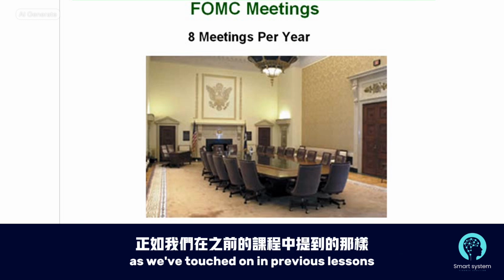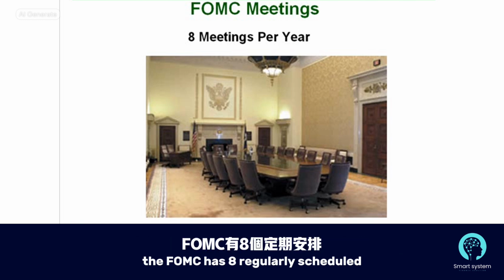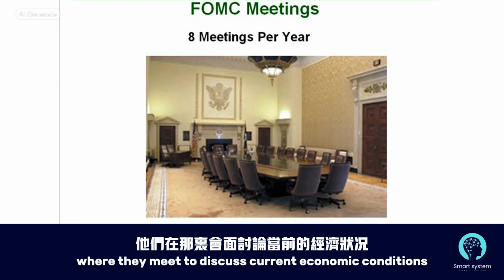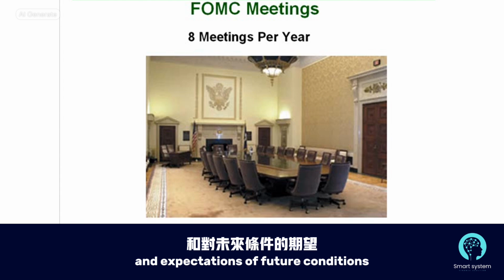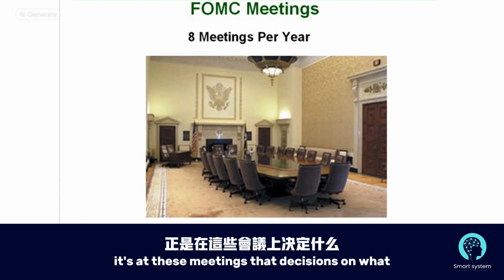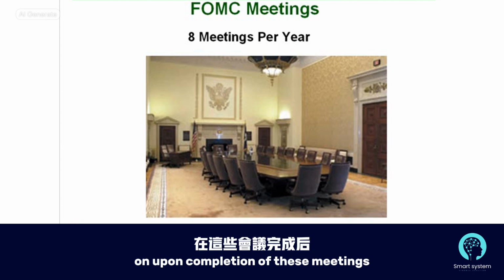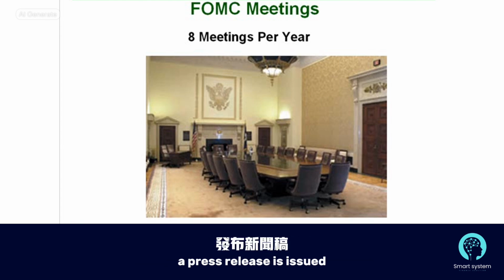As we've touched on in previous lessons, the FOMC has 8 regularly scheduled meetings throughout the year, where they meet to discuss current economic conditions and expectations of future conditions. It's at these meetings that decisions on what, if any, changes in monetary policy need to be made. Upon completion of these meetings, a press release is issued.